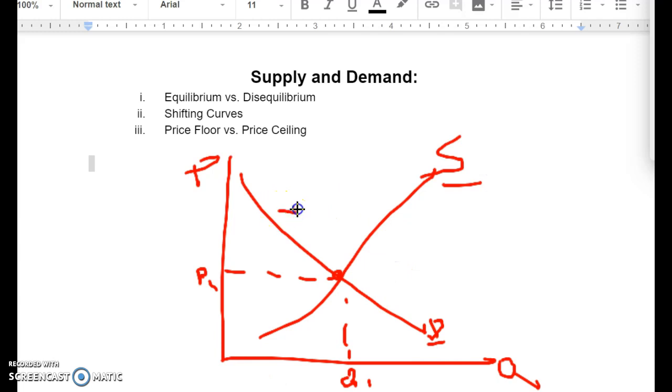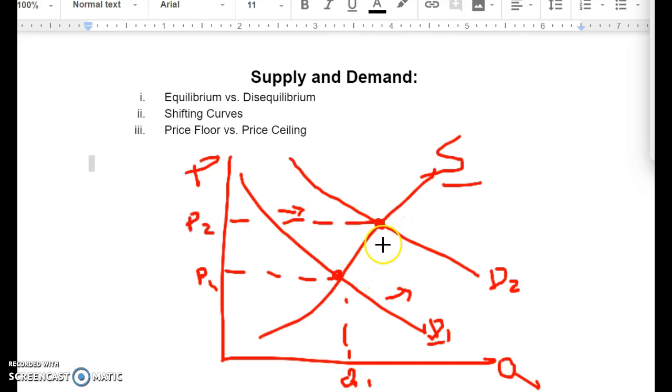But let's say they say there's a change in taste. People want more of this. What's going to happen? You show the shift. You can show the shift either with the arrows or using sequential numbers. So from D1 to D2. We get a new equilibrium point right here. We call this P2. We call this Q2. And as a result, price went up and quantity, that's an up arrow, quantity went up, right?